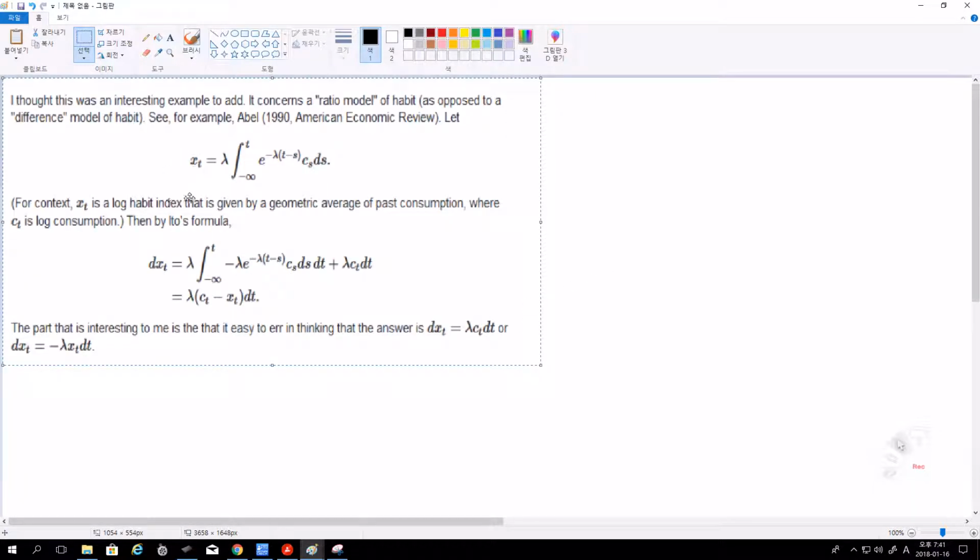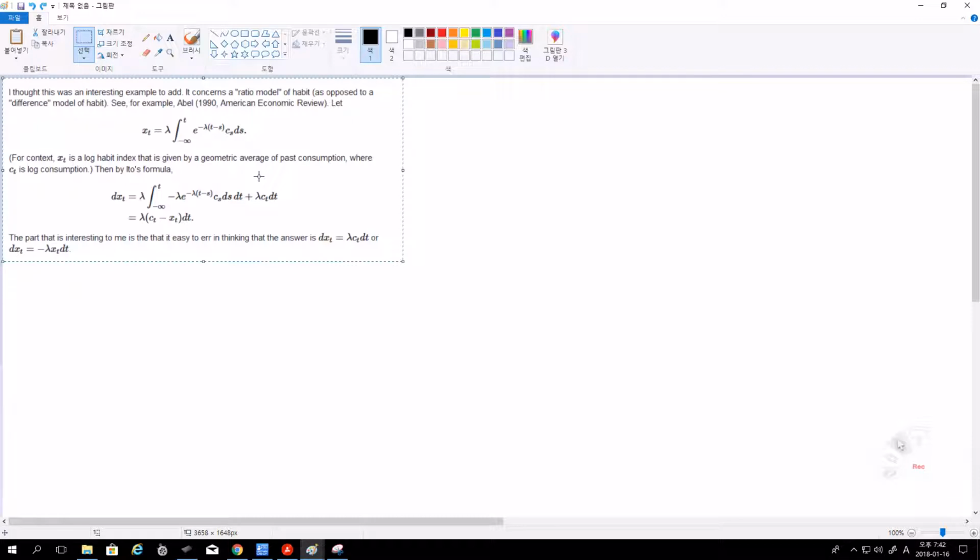Okay, so suppose X, this is from a very famous economics paper. So let's look at X, which looks like this. Let me write it down again. Let's say x(t) is lambda, which is a constant, times the integration from minus infinity to t of e to the power of minus lambda (t minus s) c(s) ds.